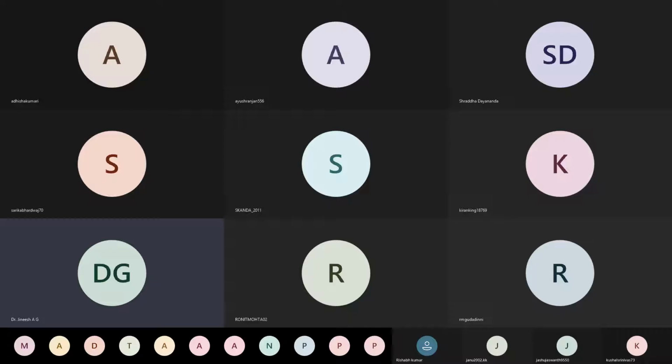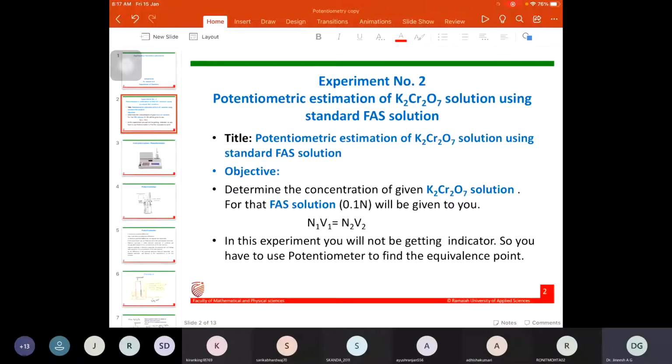So the second experiment is potentiometric estimation of potassium dichromate solution using standard ferrous ammonium sulfate solution. FAS means ferrous ammonium sulfate solution. Last class, the title was conductometric estimation. What does it mean? With the help of conductivity measurement, we determined the concentration of an acid solution. Here, the title is potentiometric estimation.